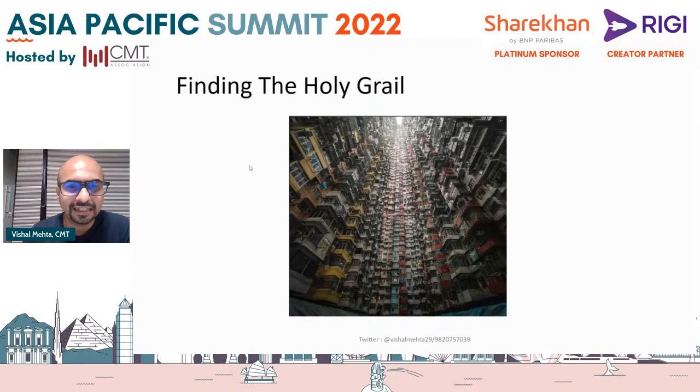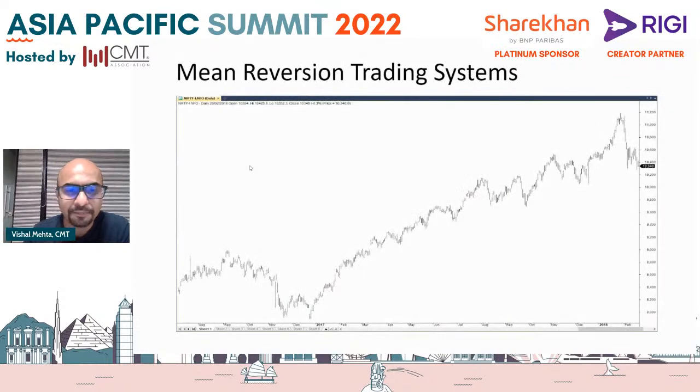So let's understand. Finding a very profitable system is like finding your house in this empire of buildings. You really can't figure out a very profitable trading system. So we have tried to do one of them. These are the major swing bottoms. So as a mean reversion trader, what do you want to do? You want to buy low and sell high. You want to buy here, sell here. You want to buy here, sell here.